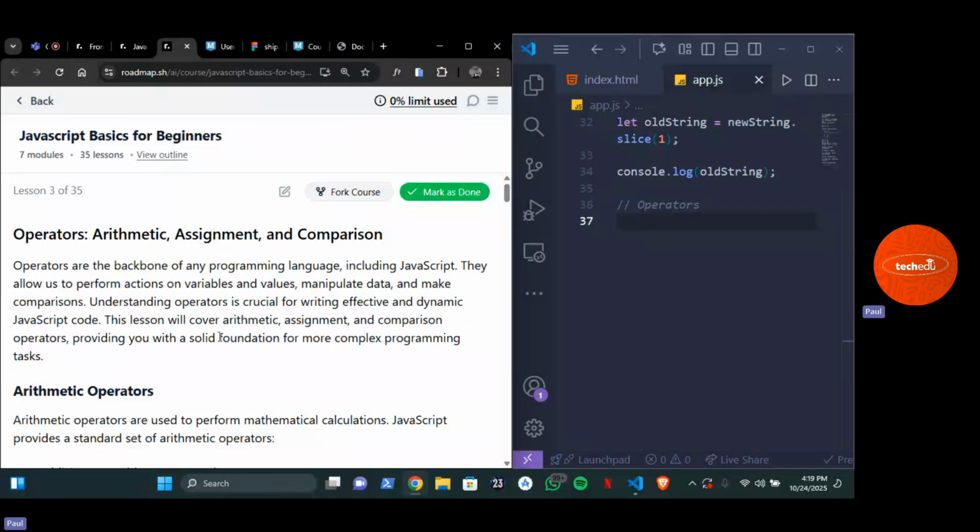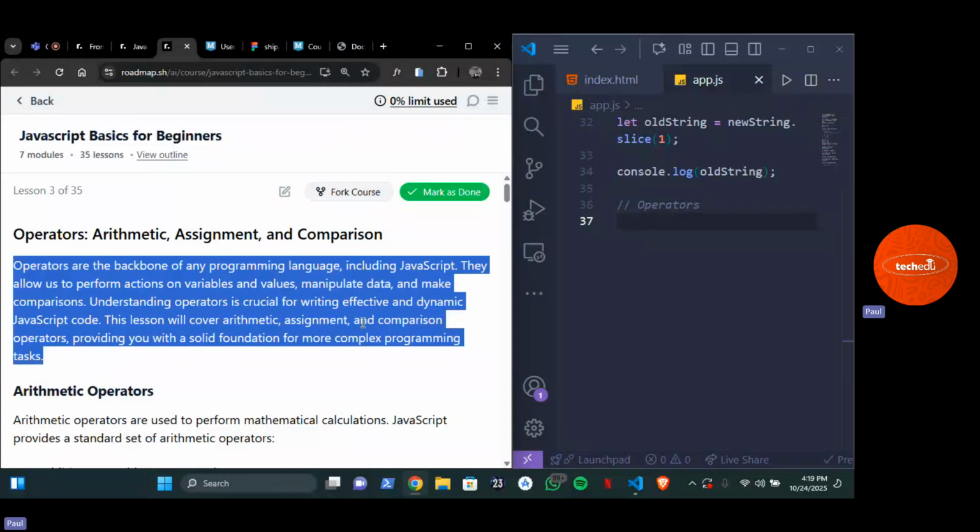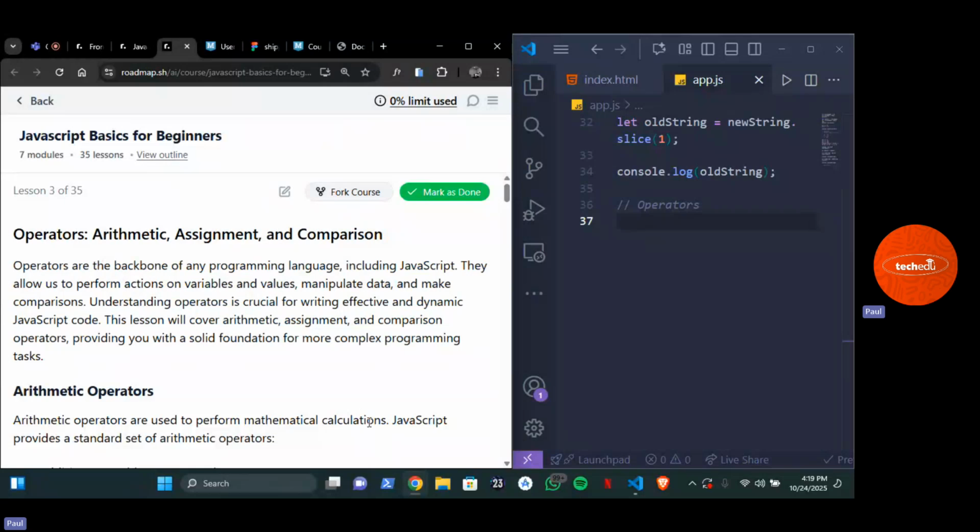Now, I'm going to talk about these four types. We'll talk about arithmetic, assignment, comparison, and then logical, which we've done before. These are the four types I'll talk about. Then I'll also talk about conditional very soon, after we've talked about if statements.